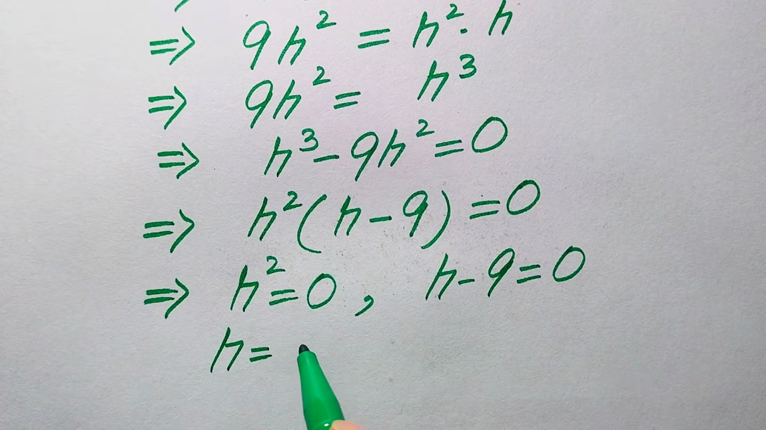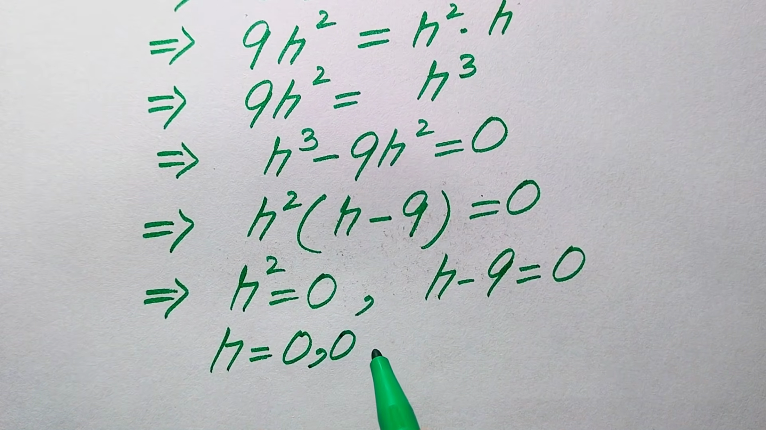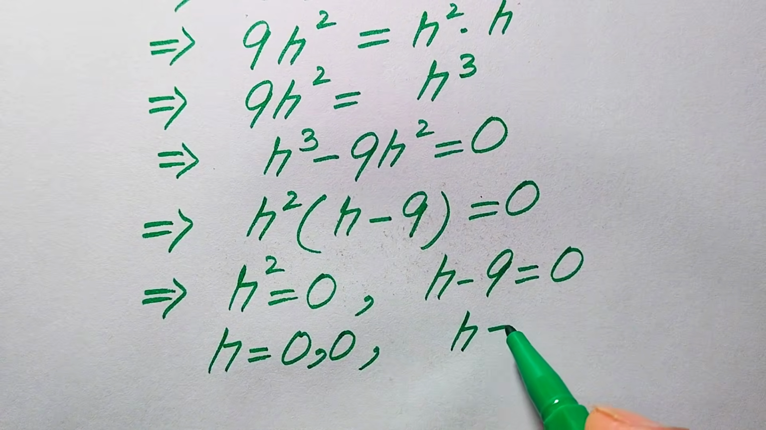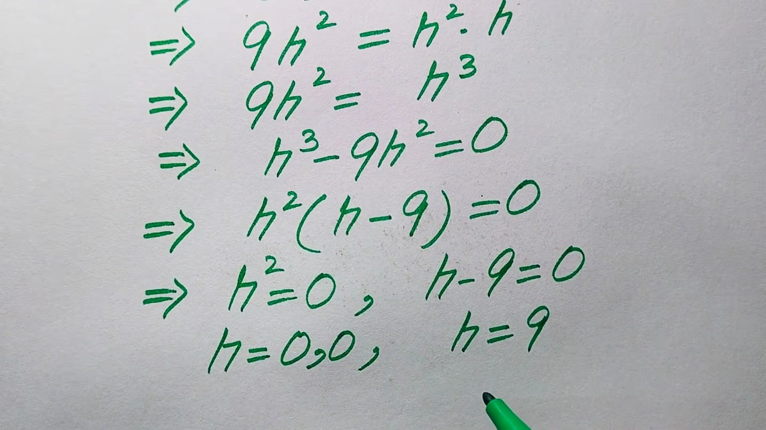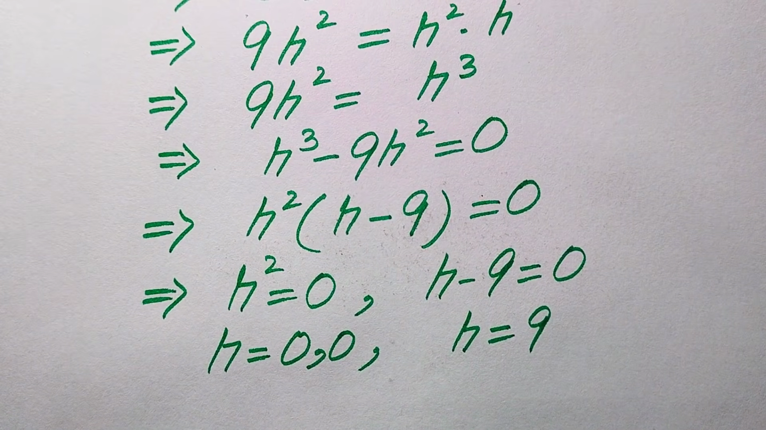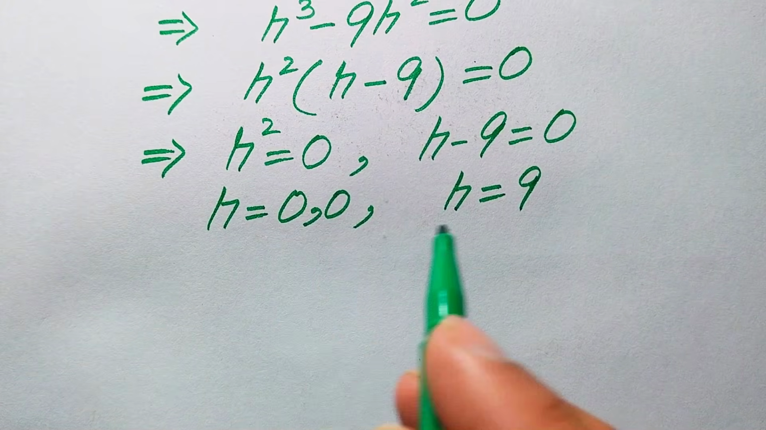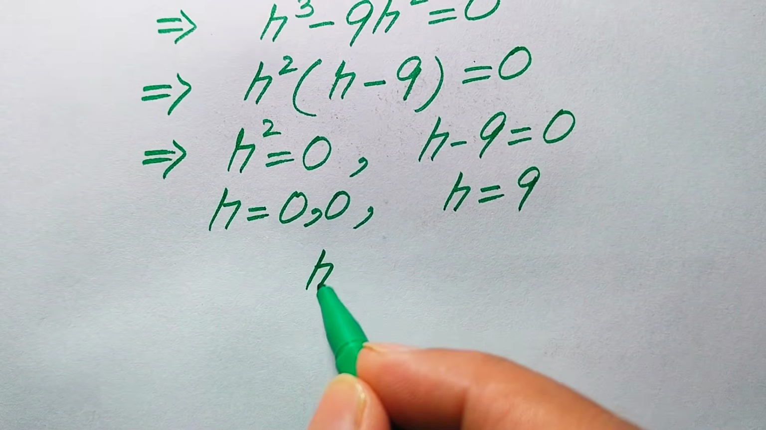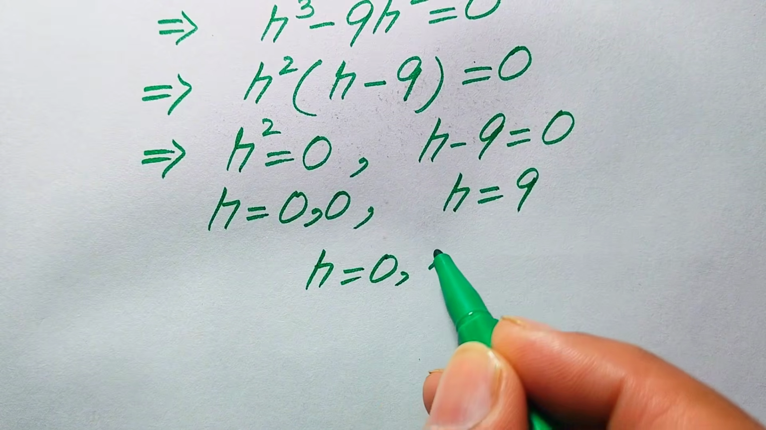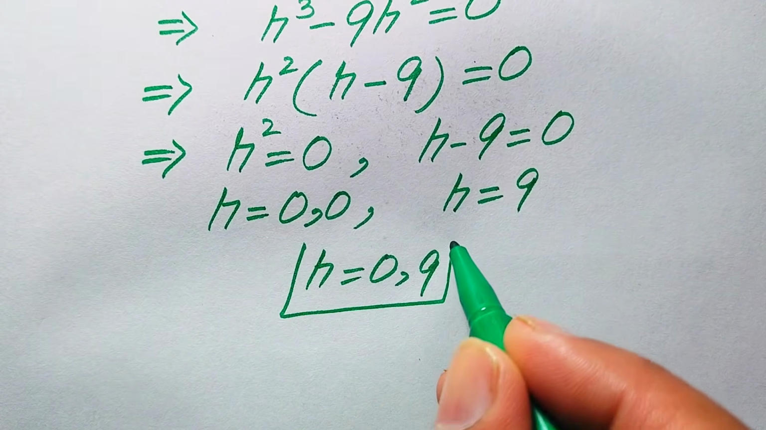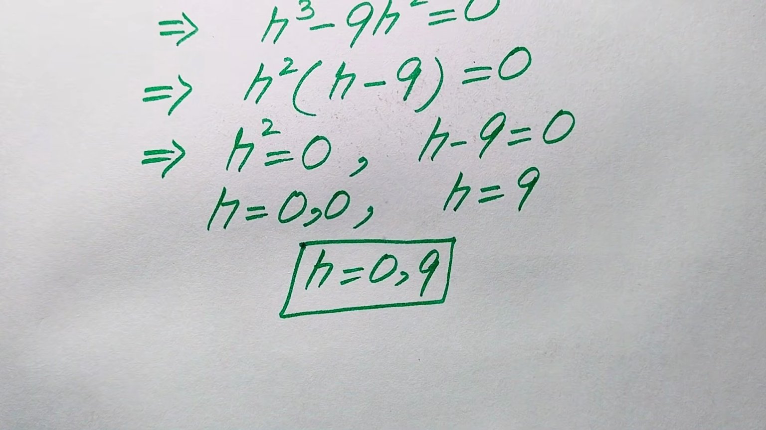From here we get two repeated roots, these are 0 and 0, and from here we get the value of h is equal to 9. So here we obtain these three roots of the given equation, in which these two roots are repeated roots and this 9 is the distinct root. So there are two distinct roots of the given equation, and these are 0 and 9.